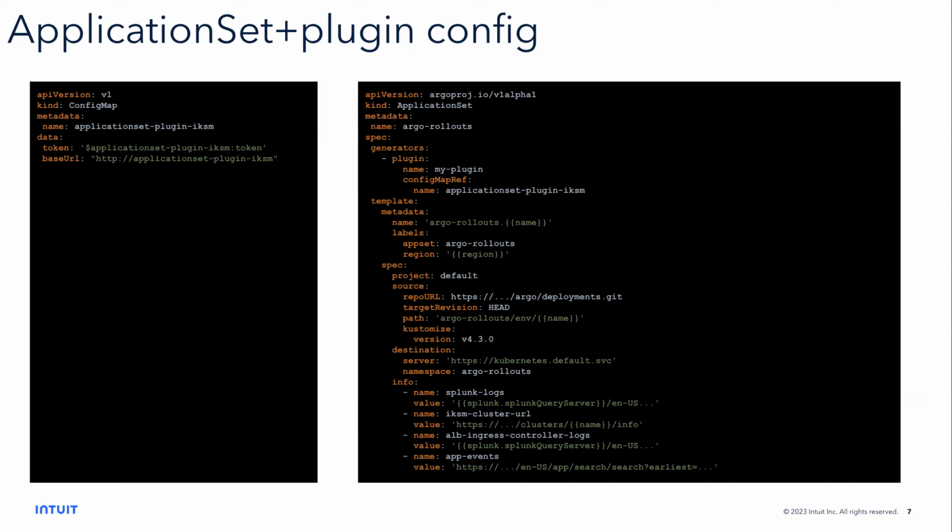So the token would live in the Argo CD cluster, and you make an API call and get the cluster information. And then it would iterate through all the information which it gets from the plugin, and then generate the rollout on the target cluster.